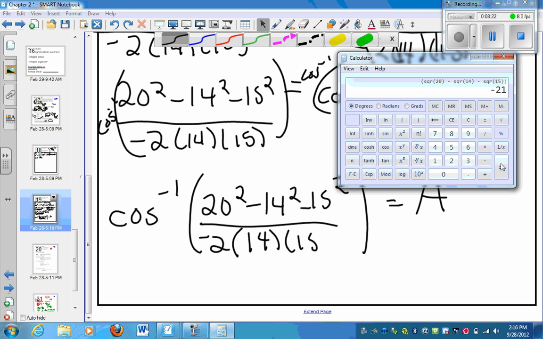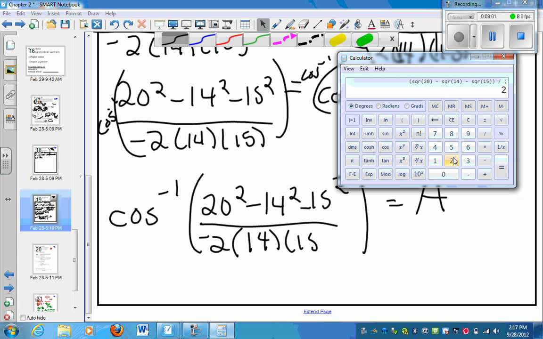Okay, so I get minus 21. I'm going to divide that by bracket negative 2. Oh, I have done something wrong. I messed up. Okay, I'm going to do this again. You guys won't mess up on yours. I'm not used to the calculator on the computer here. Okay, so 20 squared minus 14 squared minus 15 squared bracket equals minus 21 divided by bracket.